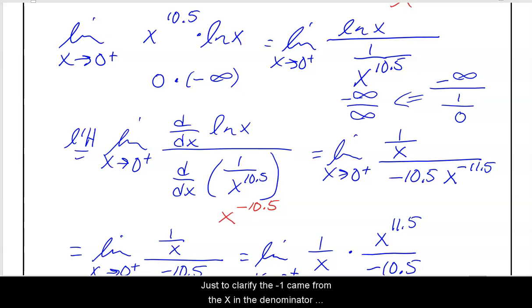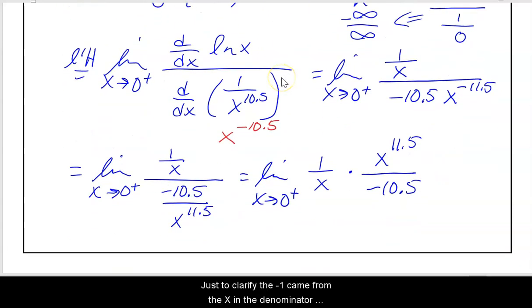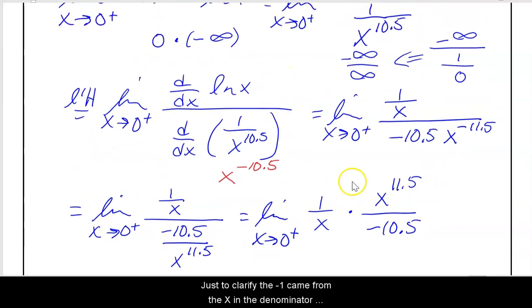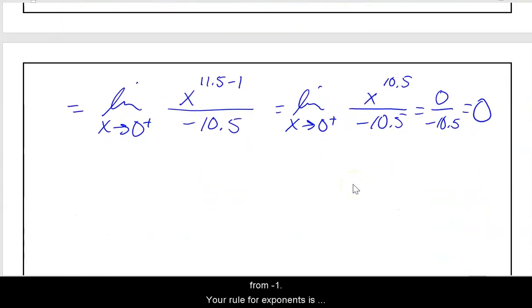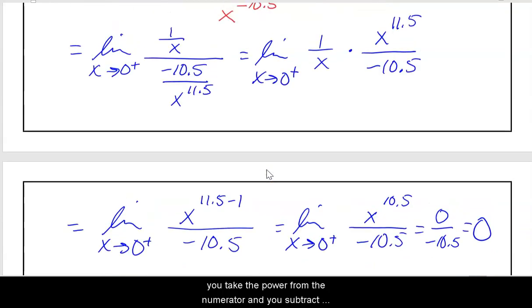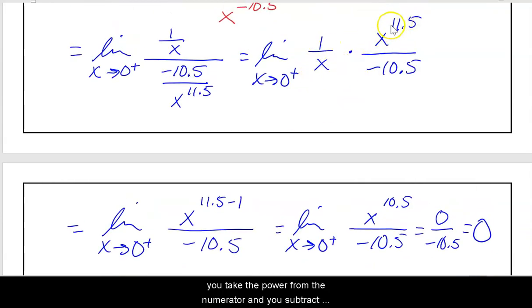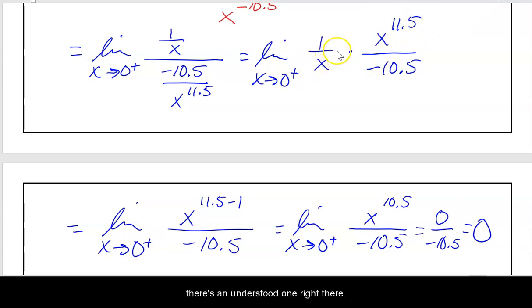Just to clarify, the minus 1 came from the x in the denominator? The minus 1... When you subtracted, yes, 1 right from here. The numerator's exponent? That's right. So at this step, right here, your rule for exponents is you take the power from the numerator and you subtract the power on the same base in the denominator. And there's an understood 1 right there. So that's the 1. Yeah, okay, thanks.